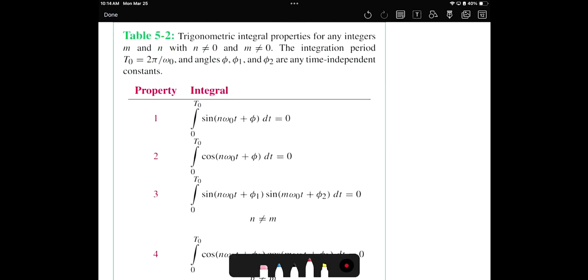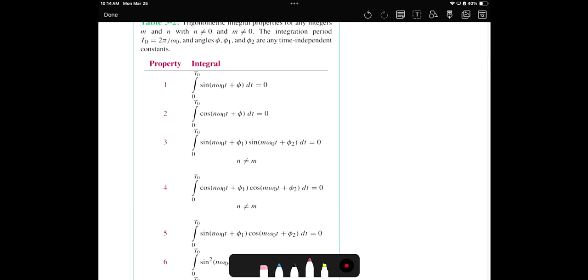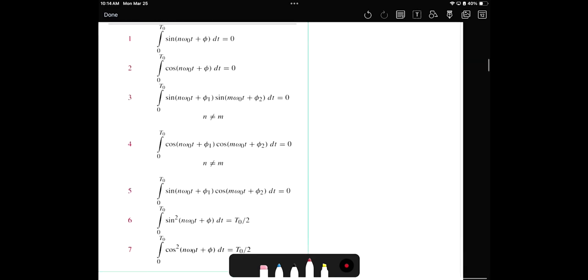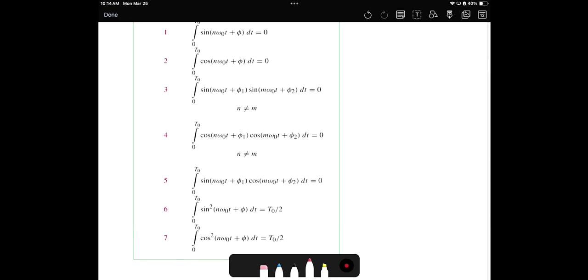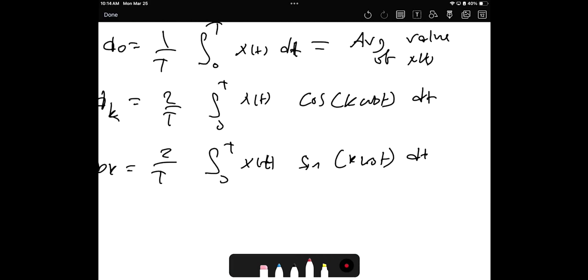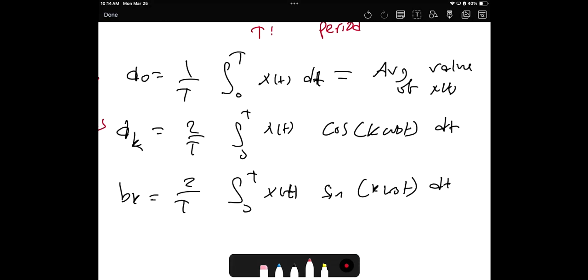Anyway, here are some trigonometric identities and trigonometric integral properties. We can use these especially when we evaluate integrals. This table will be provided to you, so you don't need to memorize any of this or write it on the sheet. Because when we calculate the coefficients, we need to do some integrals, so there will be challenges in evaluating them.